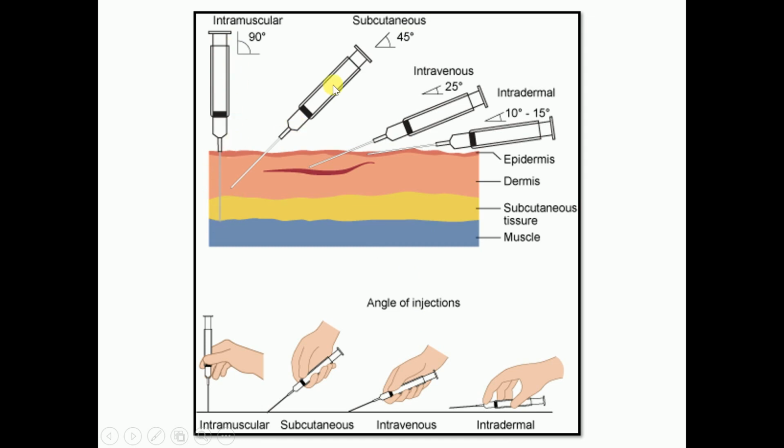A subcutaneous injection can be given just below the skin, within the subcutaneous tissue below the dermis, at about a 45 degree angle. An intravenous injection is given at about a 25 degree angle, directly within the vein. Intradermal, just below the skin, makes about 10 to 15 degrees. Intramuscular 90 degree, subcutaneous about 45 degree, intravenous about 25 degree, intradermal 10 to 15 degrees.